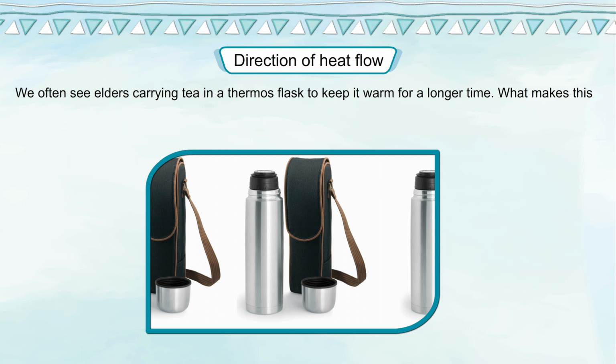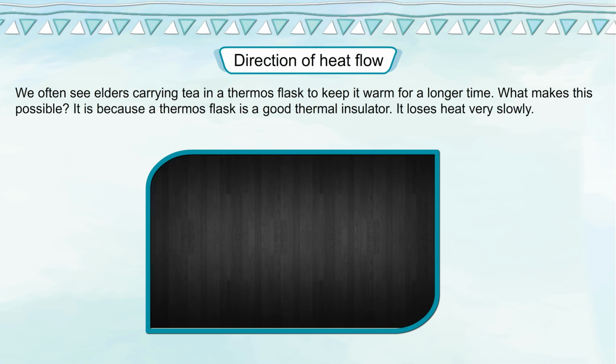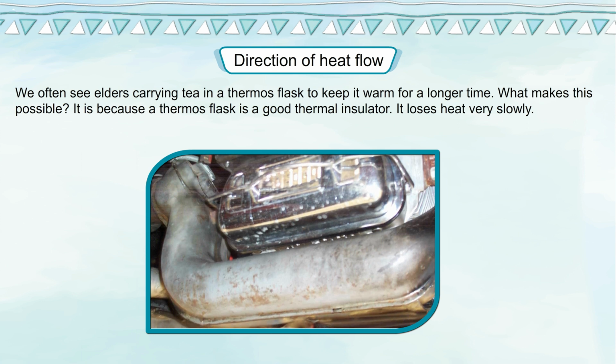We often see elders carrying tea in a thermos flask to keep it warm for a longer time. What makes this possible? It is because a thermos flask is a good thermal insulator. It loses heat very slowly.